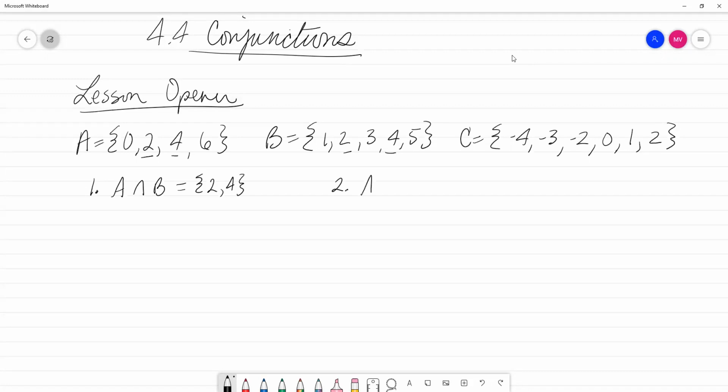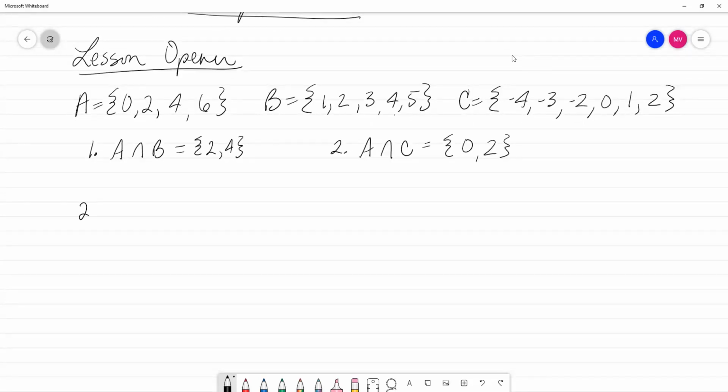All right, what if I said A intersect C? That would be 0 and 2. All right. So we have a 0 and a 2, is that it? Yep.